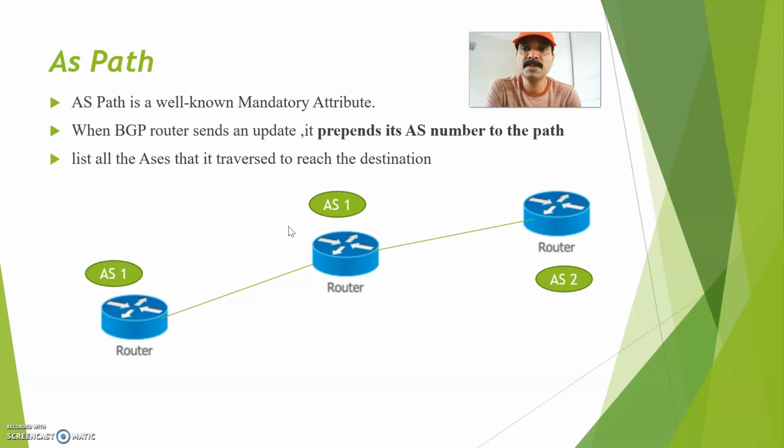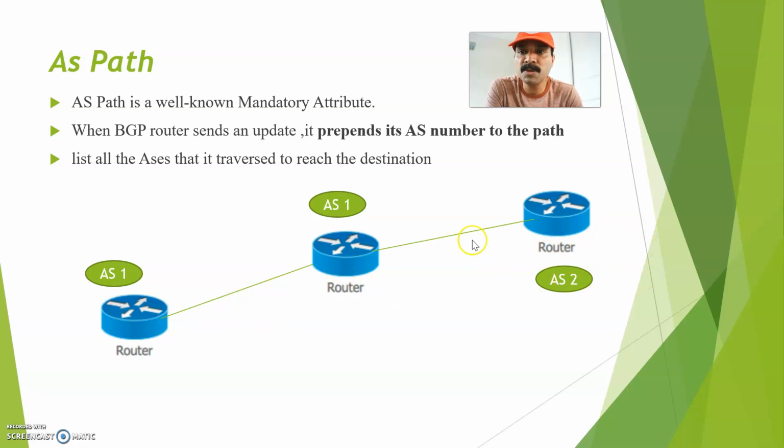The first one is AS path. AS path is a well-known mandatory attribute. Whenever the BGP router sends an update to the neighboring router, it prepends its AS number to the path. So in this router, you can see the path as 1, 2. This AS path lists all the ASs that it has traversed to reach the destination.